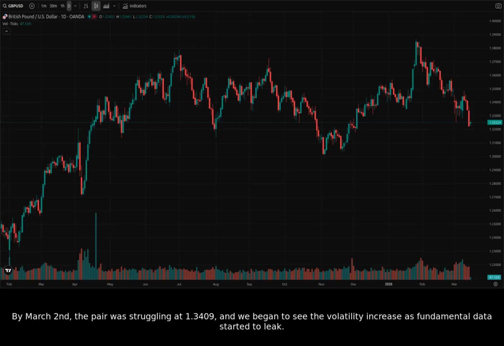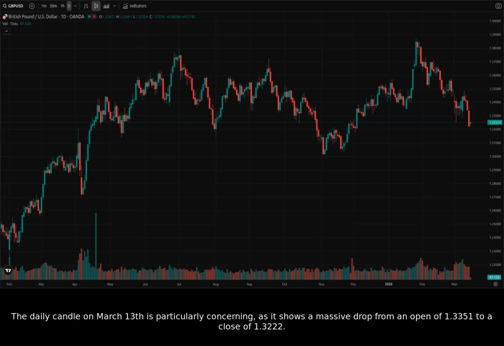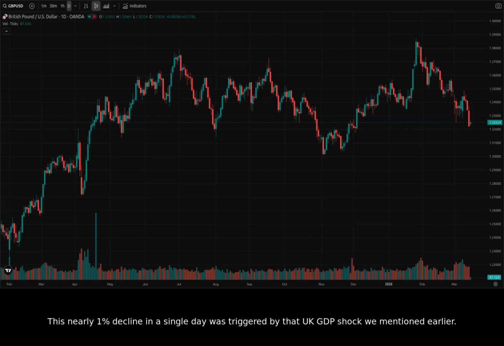By March 2nd, the pair was struggling at 1.3409, and we began to see the volatility increase as fundamental data started to leak. The daily candle on March 13th is particularly concerning, as it shows a massive drop from an open of 1.3351 to a close of 1.3222. This nearly 1% decline in a single day was triggered by that UK GDP shock we mentioned earlier. The low on March 13th hit 1.32135, which currently serves as our primary short-term support level.